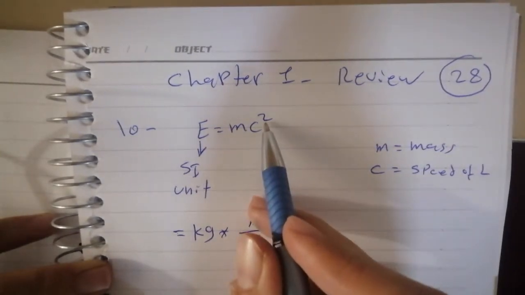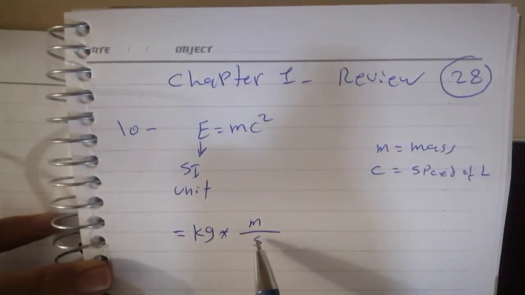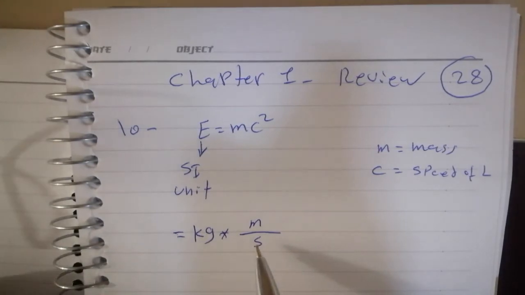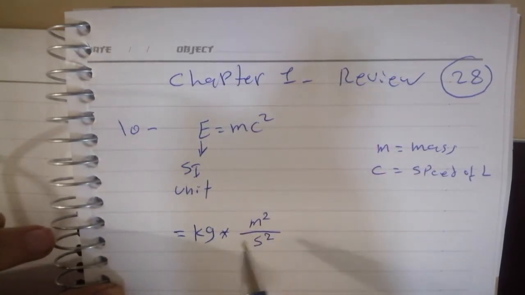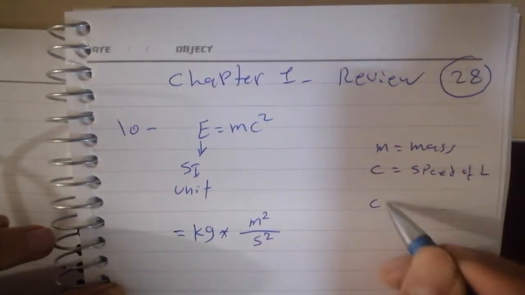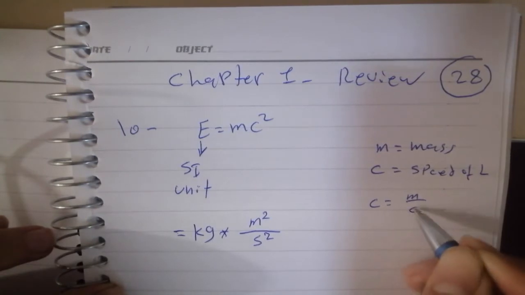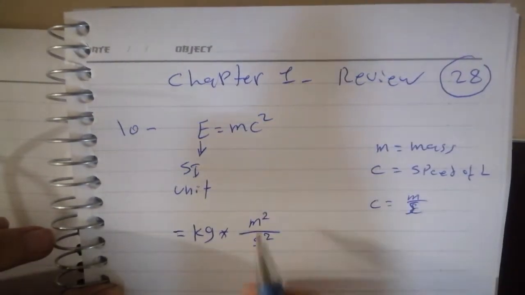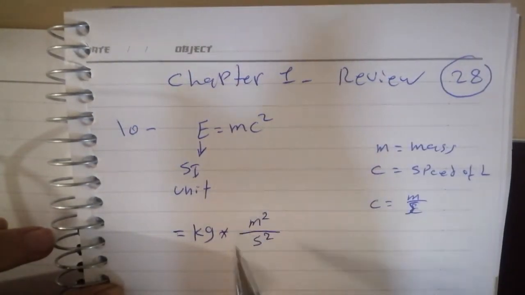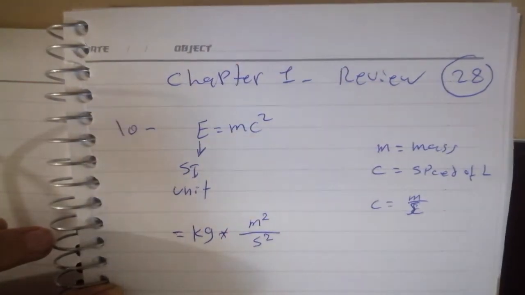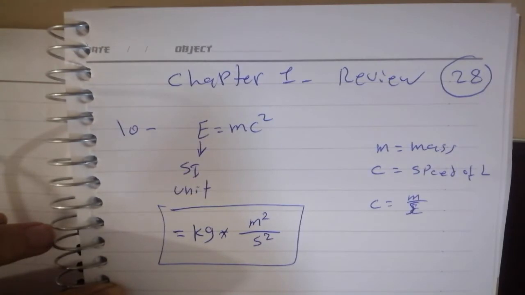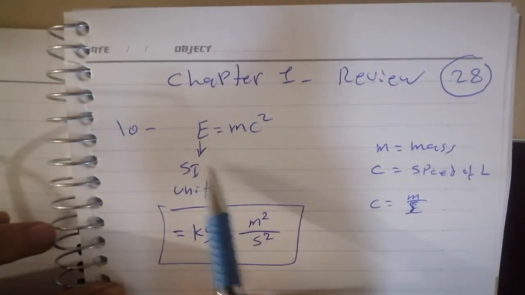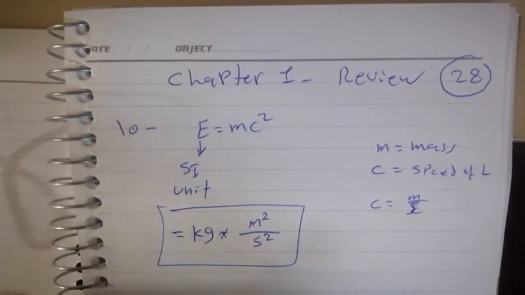This is speed squared. So I have to square these units here, guys. I have to square the numerator. I have to square the denominator. So that's right. Speed is equal to meter per second, but speed squared equals meter squared per second squared. So this will be my final answer. This is the SI unit for energy in Einstein's famous equation. All right, so that's question number 10.